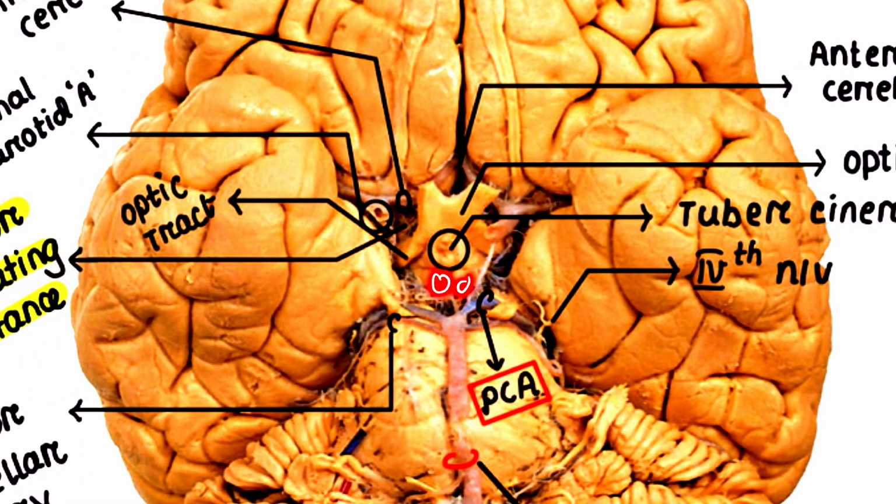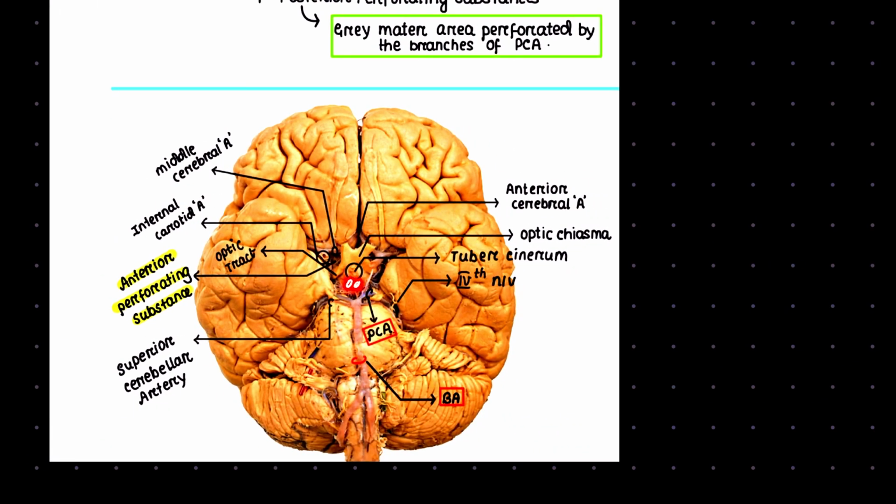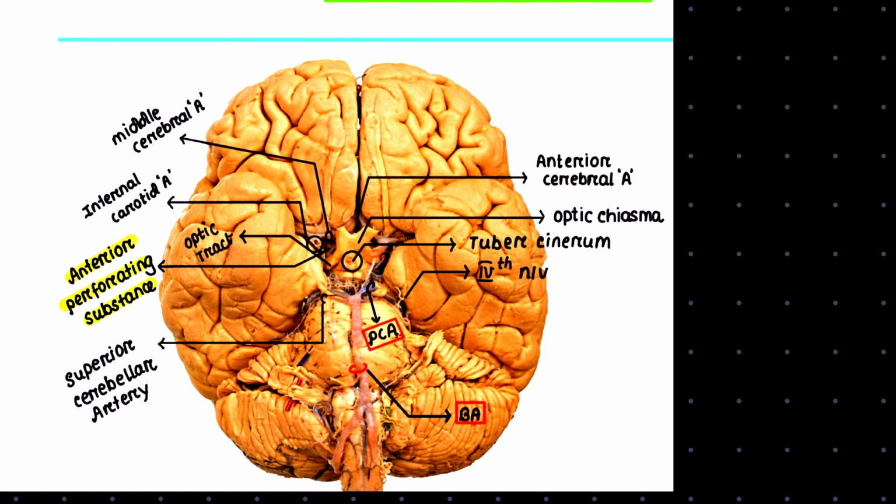These are the mammillary bodies. As we said, the third cranial nerve was present right here. The fourth cranial nerve was just coming like this. Now these third and fourth cranial nerves were situated between two arteries: the posterior cerebral artery and the superior cerebellar artery. We are talking about the cerebellum.